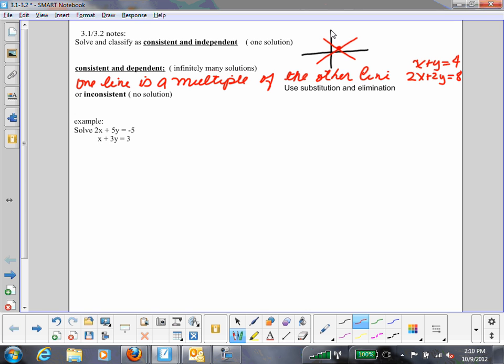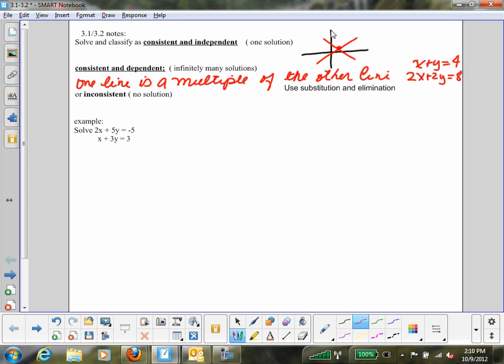Every solution on one line, or every point on one line, is going to be a point on the second line, correct? And so that's when we can say that it's consistent but dependent because they're all on top of each other. Does that make sense?